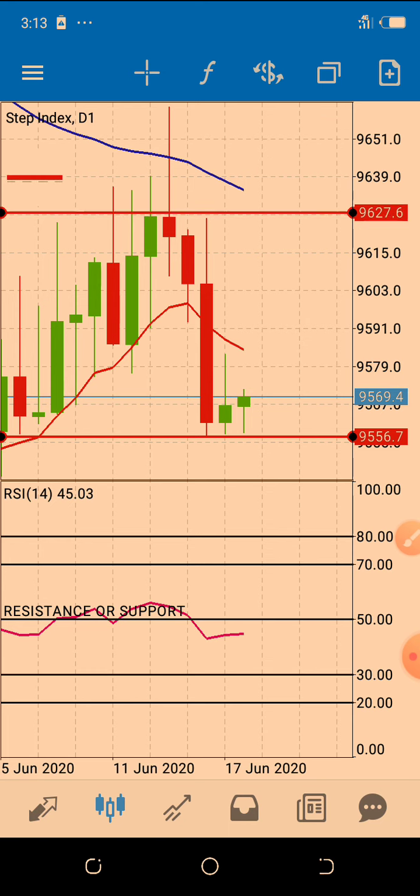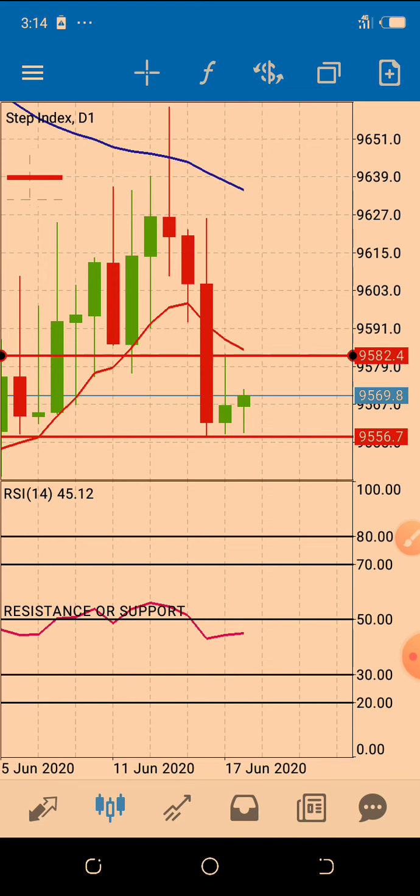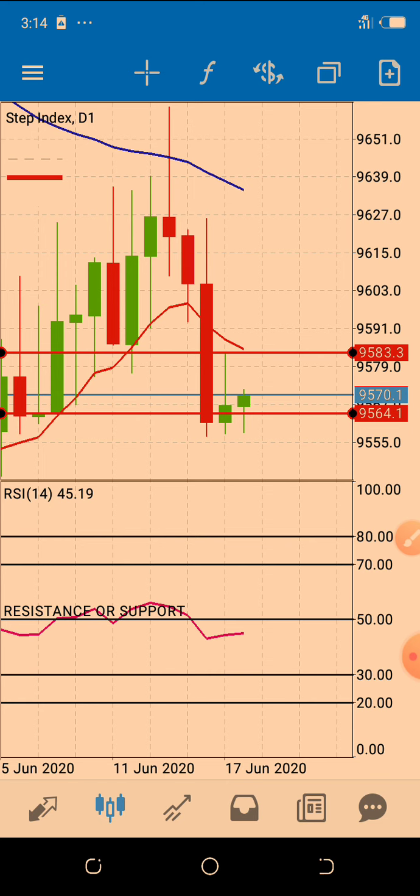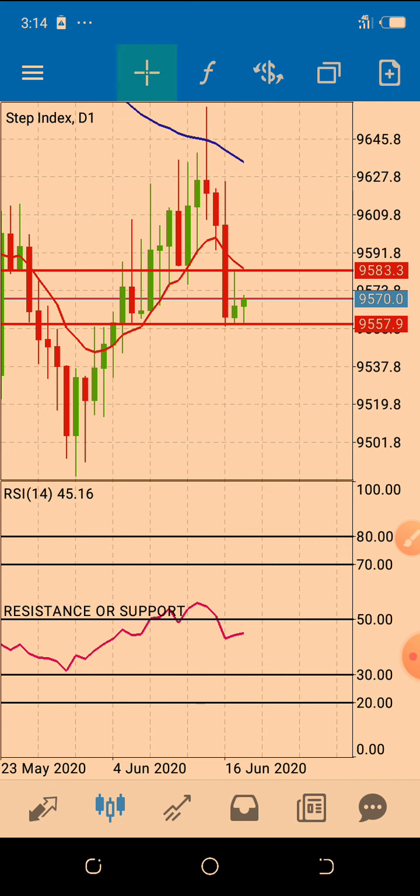Once you open your trading app per day, the first thing you want to do is to locate the high and the low of the previous candle. This is the previous candle, this is yesterday's candle. So the first way I use my support and resistance is by using the previous day's candle. I draw it there.